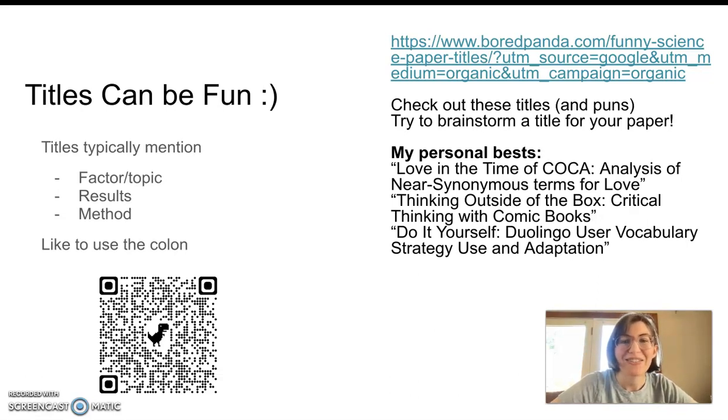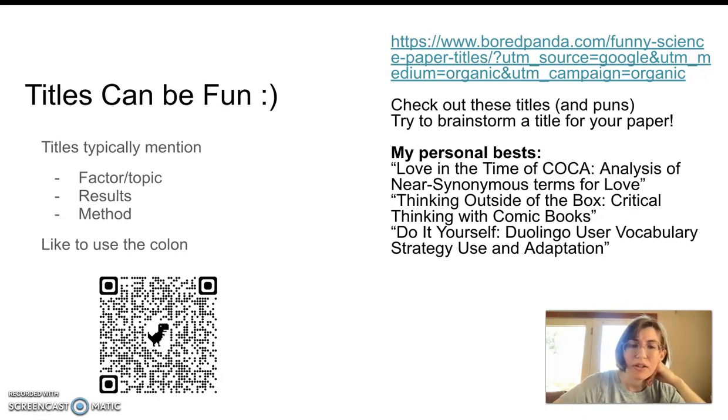Some academics use puns to make their paper more engaging. So in this QR code or that link, you can see some examples of titles that use puns. I encourage you to go for that. You can make your title a meme. I'll laugh at it. Here are some examples I've done.